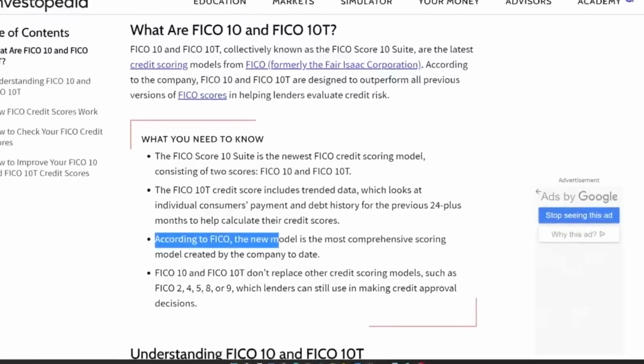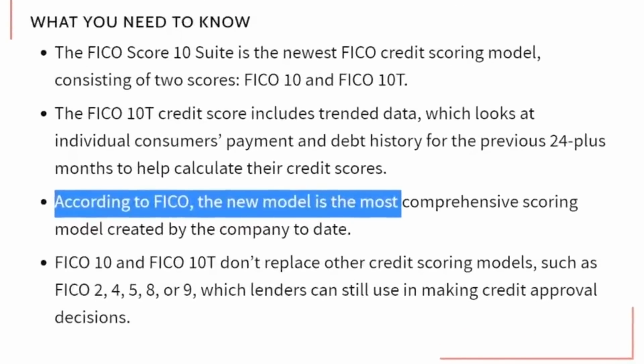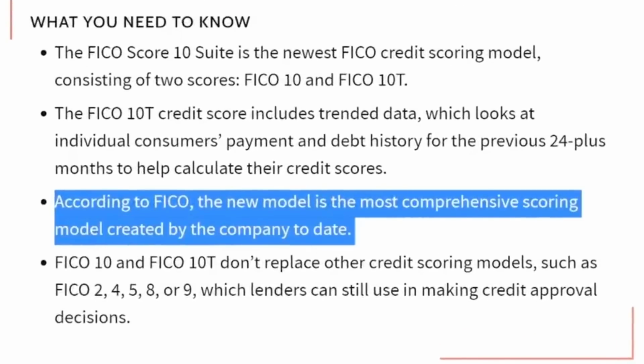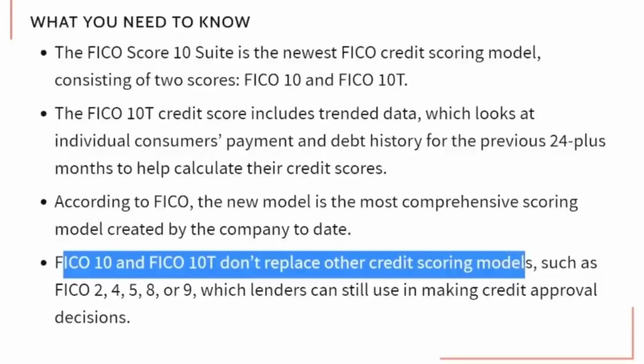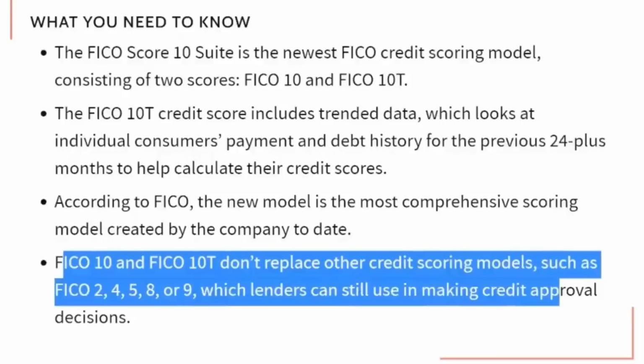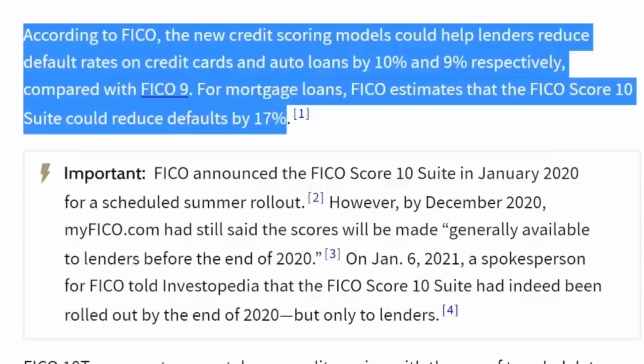So now, according to FICO, the new model is the most comprehensive scoring model created by the company to date. FICO 10 and FICO 10T don't replace other credit scoring models such as FICO 2, 4, 5, 8, and 9, which lenders are still using to make credit decisions. According to FICO, the new credit scoring models can help lenders reduce default rates on credit cards and auto loans by 10% and 9% respectively compared with FICO 9. For mortgage loans, FICO estimates that the FICO score 10 could reduce defaults by 17%.